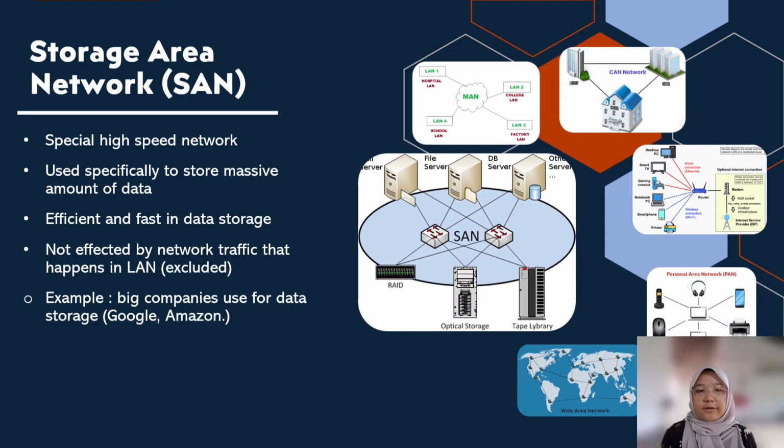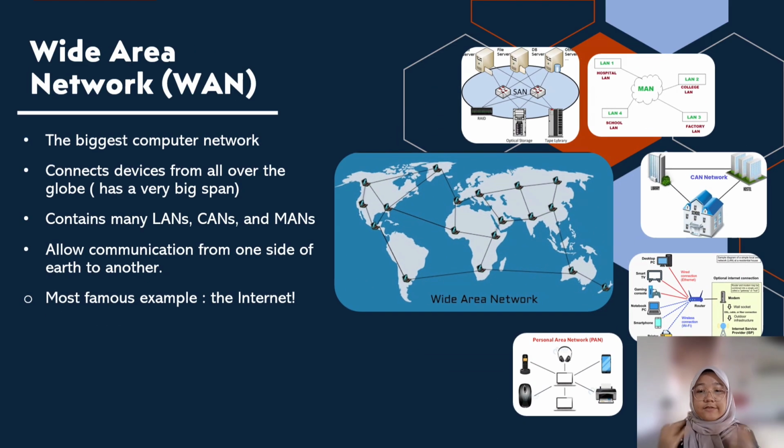A storage area network is a special high-speed network that is used specifically to store large amounts of data with fast efficiency. Finally, we have a wide area network, which is the biggest computer network that spans over the whole globe. So, for example, the internet, which allows users from one side of the globe to communicate with other users on the other side of the globe. So, it is a very big computer network.